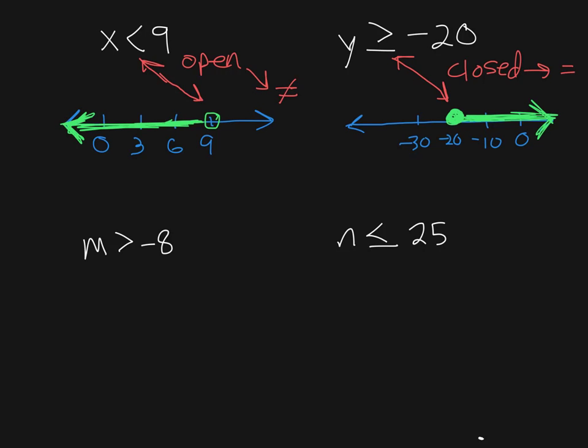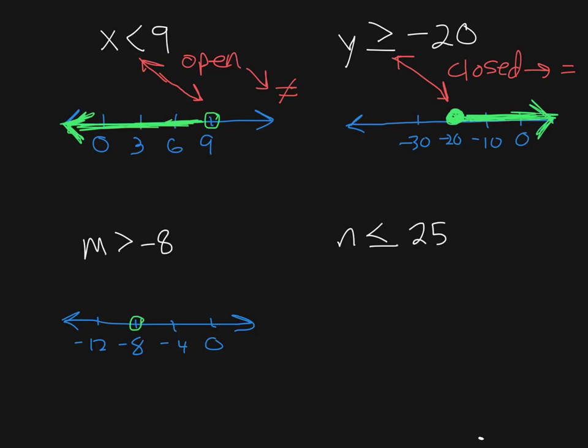All right, let's do 2 more and then get out of here. For m is greater than negative 8, right, we'll draw our number line and negative 8. So I'm going to start at 0 over on the right here, and let's count by 4s. We'll do negative 4, negative 8, negative 12. And then we know we're going to start at negative 8, so we'll put a circle there.